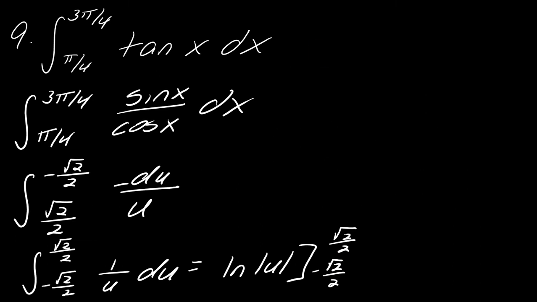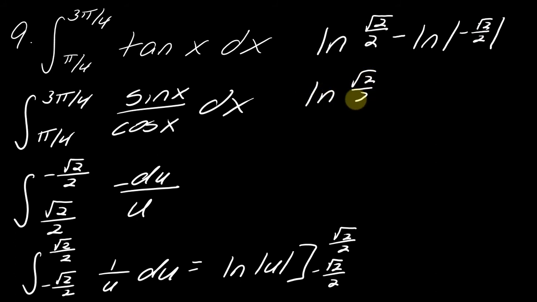Okay, so now I've got the natural log of the square root of 2 over 2 minus the natural log of the absolute value of the negative square root of 2 over 2. When I take the absolute value of this, it will become positive. So then I just have the natural log of the square root of 2 over 2 minus the natural log of the square root of 2 over 2, and so that will also equal 0. So there are a couple of different ways you can look at that. This is definitely the longer way to go, but if you notice that it was symmetric, then you would get this one done much quicker.